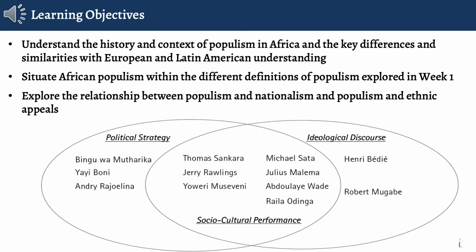Now, Cheeseman distinguishes between exclusionary populism that uses ethnicity to confront the dominant elites, and leaders that successfully used ethnopopulist appeals, like Michael Sata in Zambia, Raila Odinga in Kenya, and argues that the prospects for populism in Africa will depend on how ethnic and populist politics are reconciled. So we'll go into that in more detail.